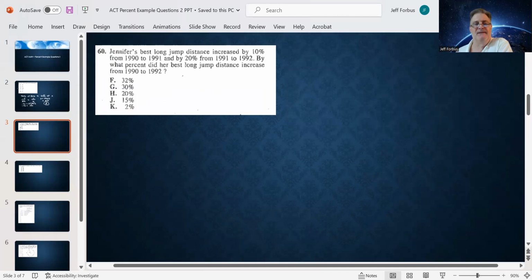Well, they don't give us any values of how far she jumped. So let's just use a value because this is percentage. And let's use a small number. So first step, from 90 to 91, she had a 10% increase. So we're going to say she jumped just 10 feet times 0.1. So that's going to be 1. Now, we're going to add that to 10. Now we know she improved from 10 feet to 11 feet.